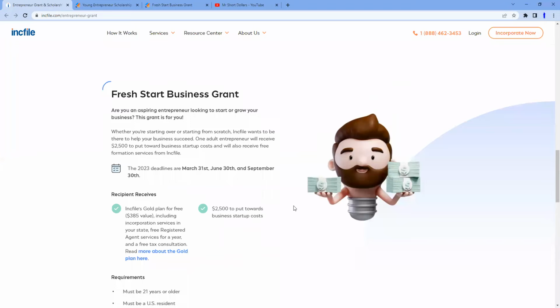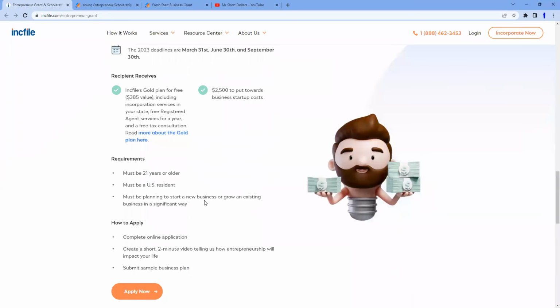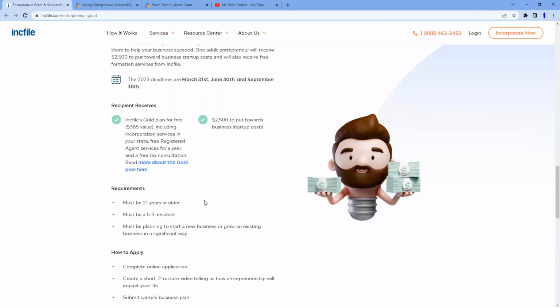The second one is the Fresh Start Business Grant. Okay, now this is a super easy grant to apply for if you want to be a new entrepreneur. The application deadline is still the same, June 30th, guys. And like I said, whether you're looking to start over or starting from scratch, Inkfile wants to help you be successful. Again, this is for any adult to apply for, okay? You're looking for startup money, a startup grant. They're not going to deal with too many things. You just need to get started and apply.